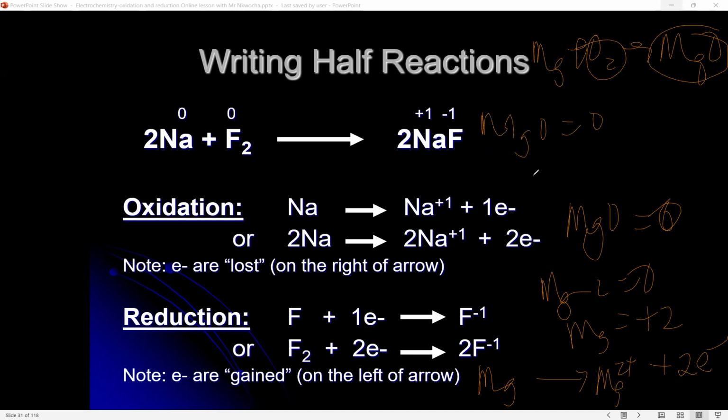MgO is equal to 0. Now we know magnesium is +2. +2 plus oxygen X is equal to 0. X is equal to -2. So oxygen goes from 0 to -2.